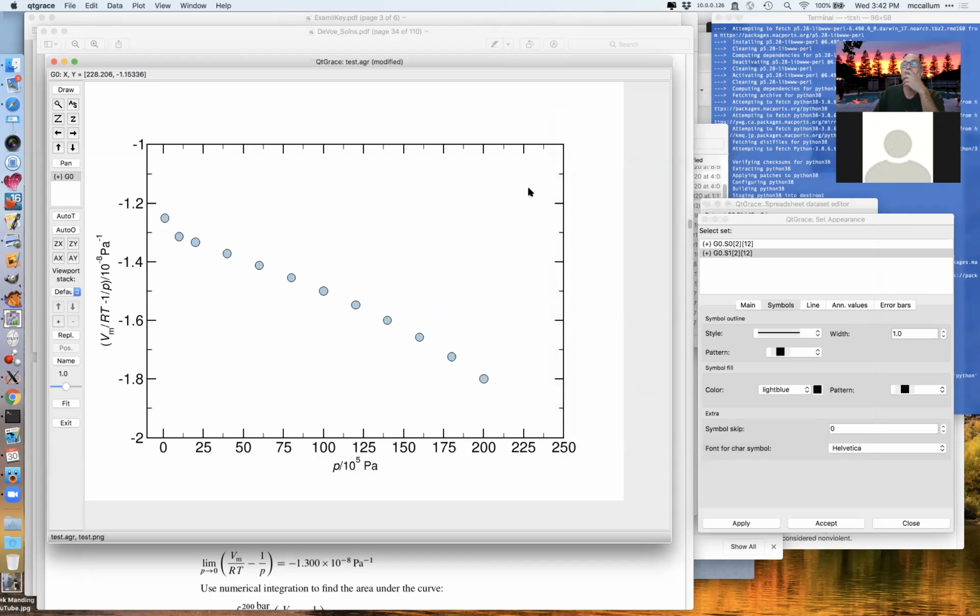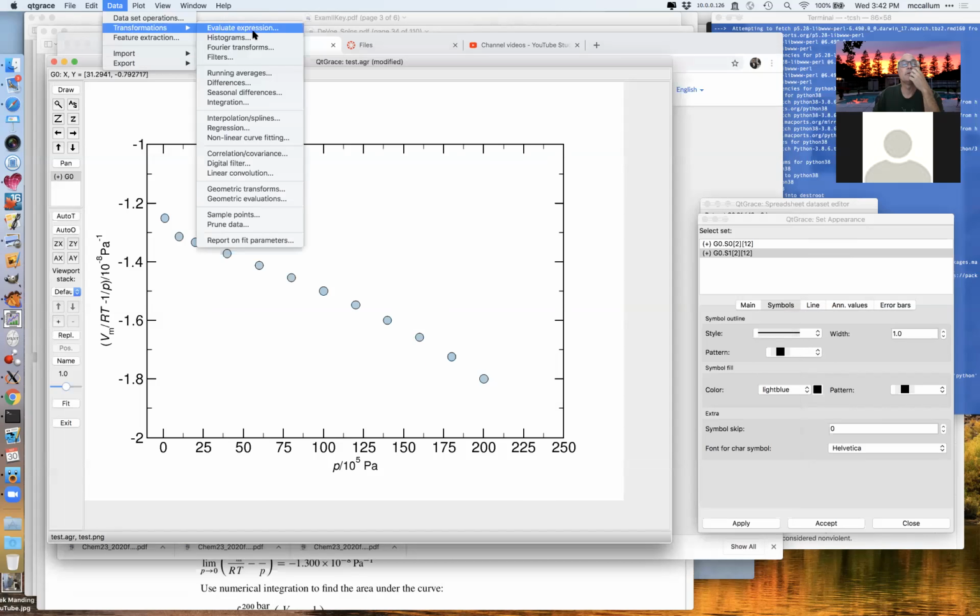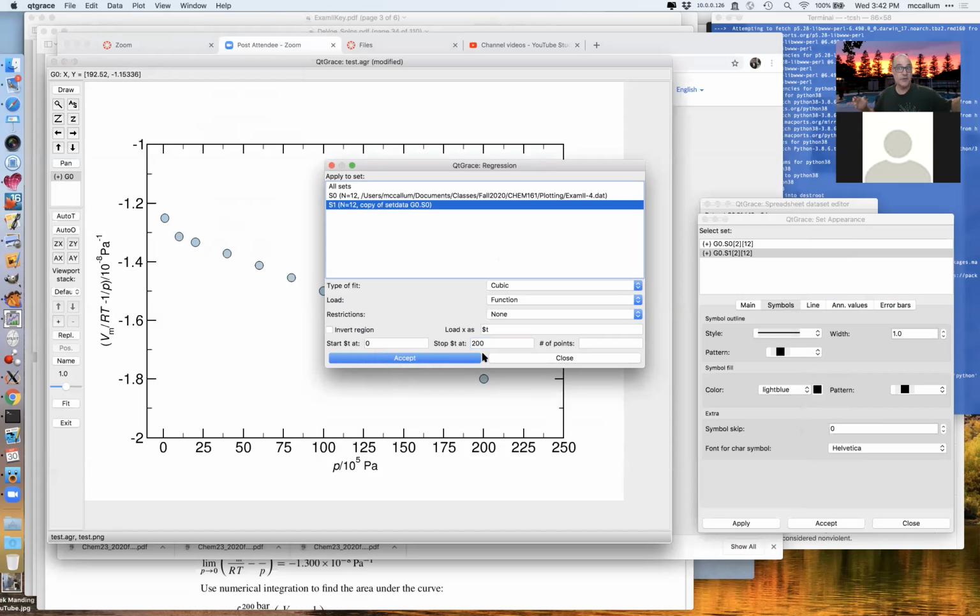When we do data, transformations, regression, and set the start and stop, we don't want just the line where our points are. We want the line past the points, so the line fills the plot. That's what you do here. I would say, let's take this to -10 and make this go to 300. That will definitely go past my points.